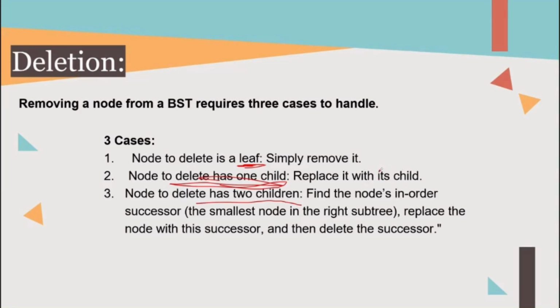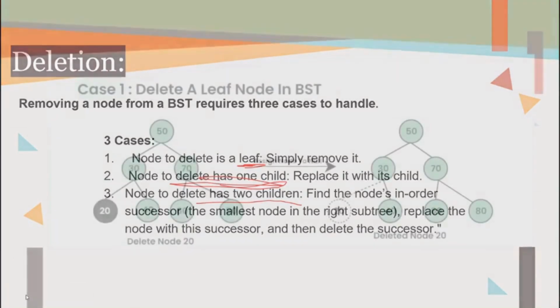We will see an example later; first, let's basically understand the concept. Here the node to delete has two children. The in-order predecessor or in-order successor is used to replace the deleting node. Let's see how it is going to be traced out.